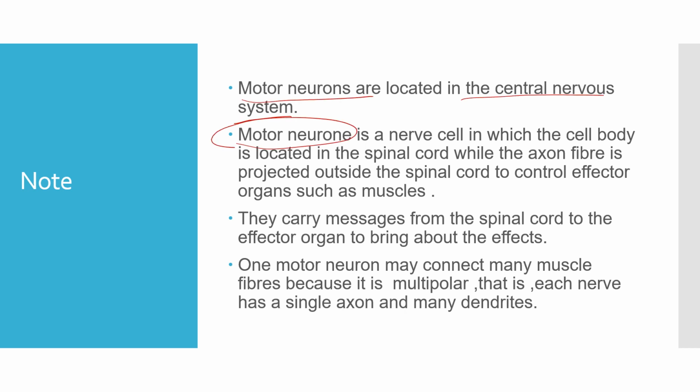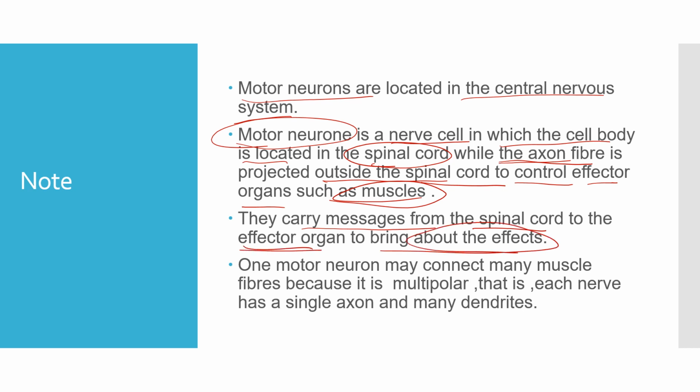Now, a motor neuron is a nerve cell in which the cell body is located in the spinal cord, while the axon fiber of the cell body is projected outside the spinal cord to control the effector organs such as muscles. So, if the cell body is located in the spinal cord, the axon part is located outside the spinal cord in the muscles. So this is how it works. They are carrying messages from the spinal cord to the effector organ or the muscle to bring about the effect.